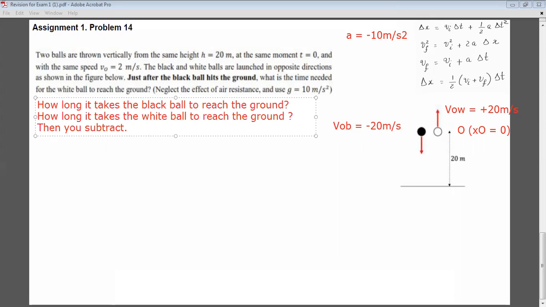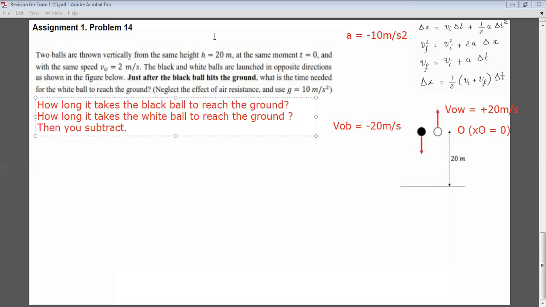What is the time needed for the white ball to reach the ground? Notice that the black ball will arrive before the white ball. So the black ball, it will take, let's say, 1 minute to reach the ground. Okay? The white ball, during this time, it will be going up, up, up, and down, down, down. So after this 1 minute that the black ball takes to reach the ground, how long extra does the white ball need to reach the ground? So it will be the total time the white ball needs to reach the ground minus this 1 minute, or whatever time we will get.